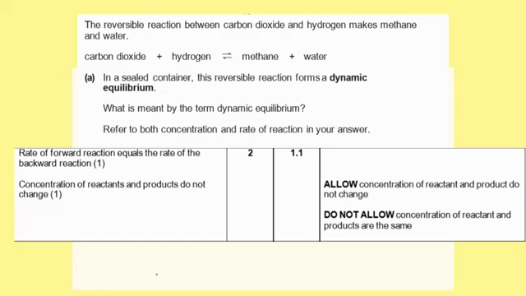Okay, so for the first mark, concentration, we need to say the concentration of reactants and products doesn't change. And for the rate, we need to say the rate of the forward reaction equals the rate of the backward reaction.